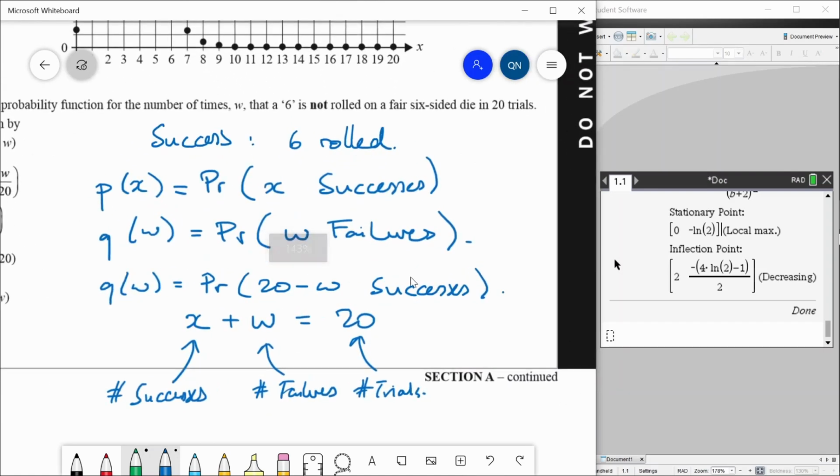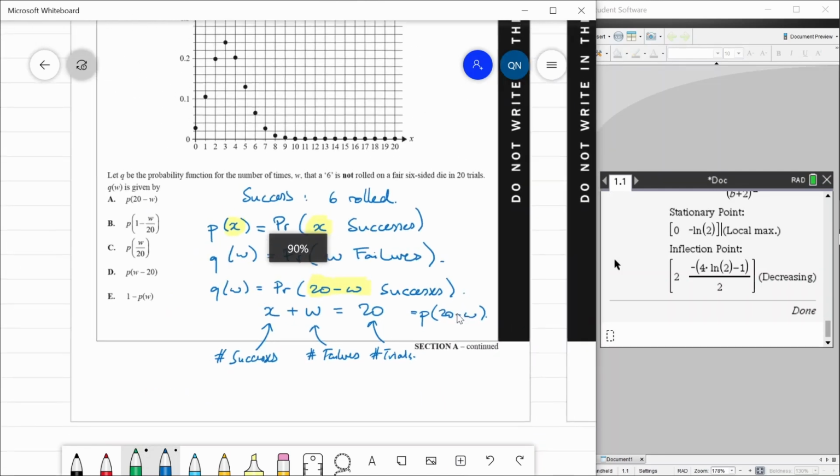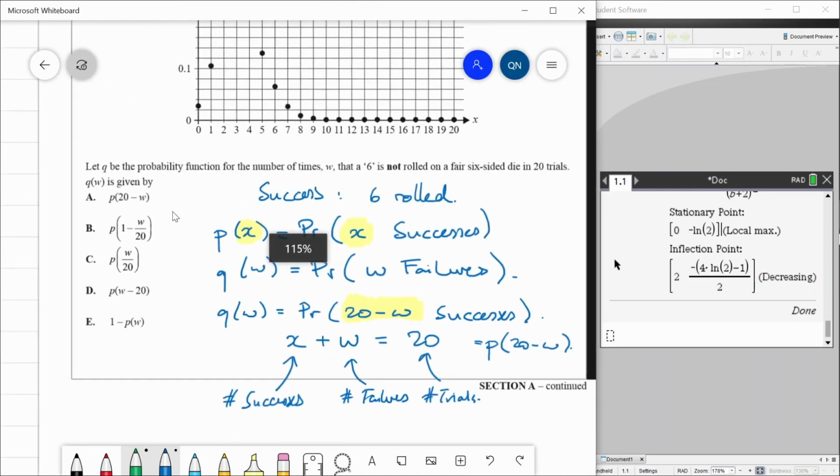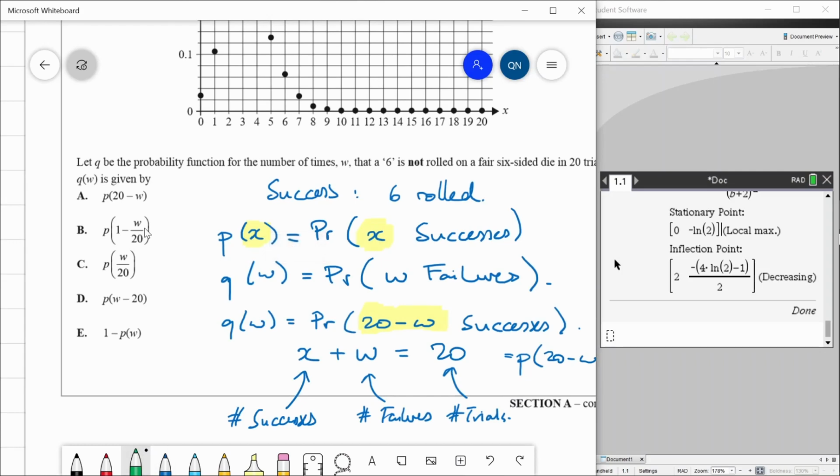So we reframe this in terms of successes. Now, this is nice because we have a function, P of X, which is X successes. Now, if we have 20 minus W successes, well, that's the same thing as P of 20 minus W. So we've written Q in terms of P, which is quite nice. So therefore, the answer is A.